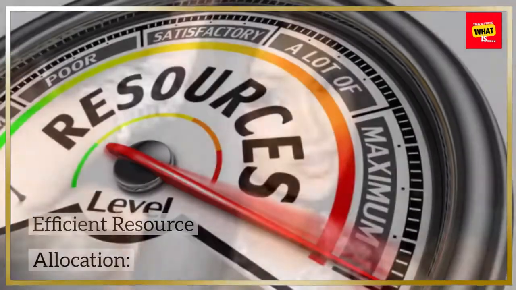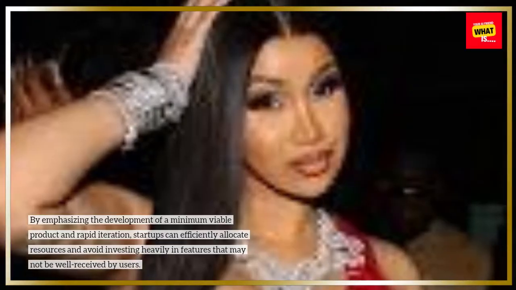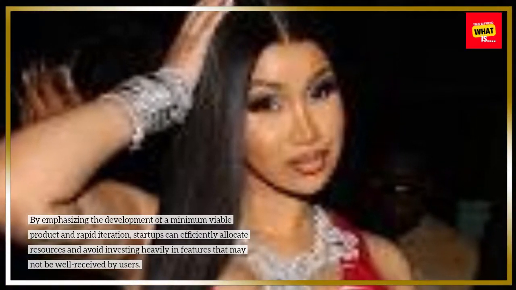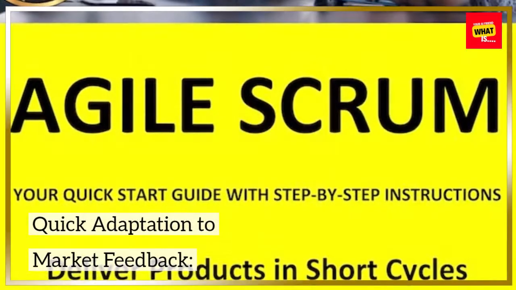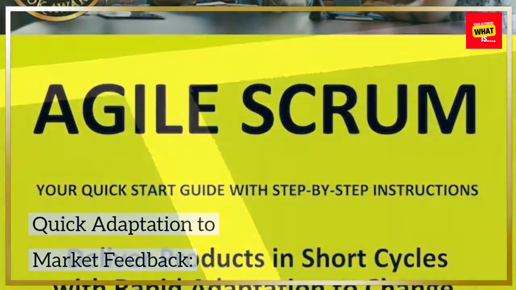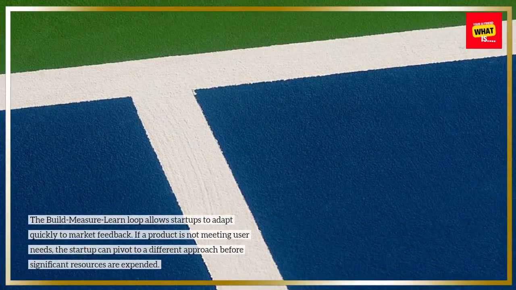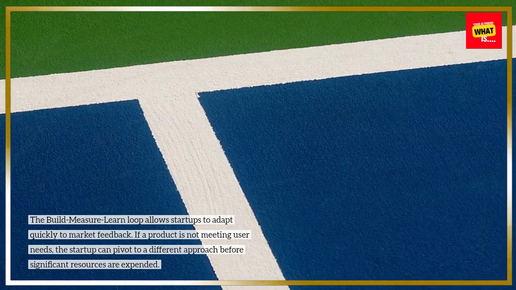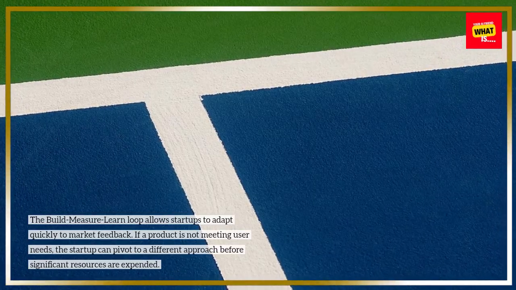Efficient resource allocation. By emphasizing the development of a minimum viable product and rapid iteration, startups can efficiently allocate resources and avoid investing heavily in features that may not be well received by users. Quick adaptation to market feedback. The build, measure, learn loop allows startups to adapt quickly to market feedback. If a product is not meeting user needs, the startup can pivot to a different approach before significant resources are expended.